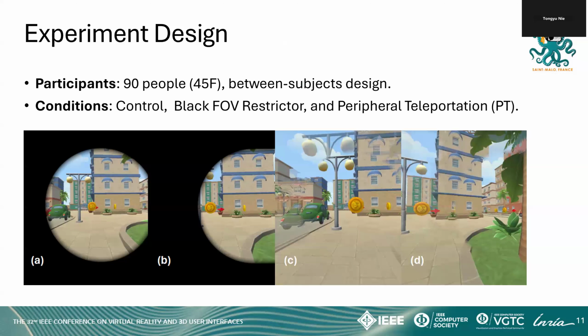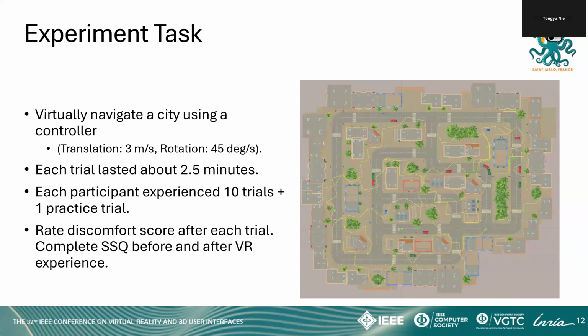We conducted a between-subject study with 90 participants to evaluate the effect of peripheral teleportation on cybersickness. Three conditions were included in this study: a control condition, peripheral teleportation, and a black field of view restrictor that occupies the same area. Participants' task was to navigate a virtual city while standing. There were 10 trials in total, each lasting about 2 minutes and a half. Participants rated their discomfort scores at the end of each trial. If they gave a rating of 10 or reported severe discomfort, the navigation task was terminated immediately.